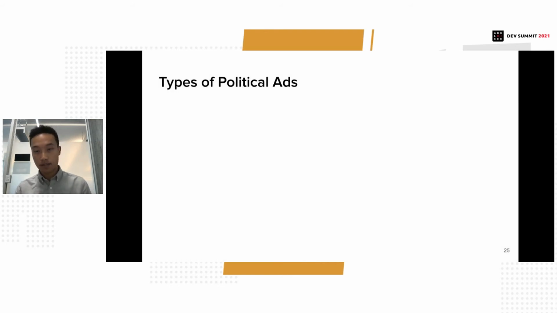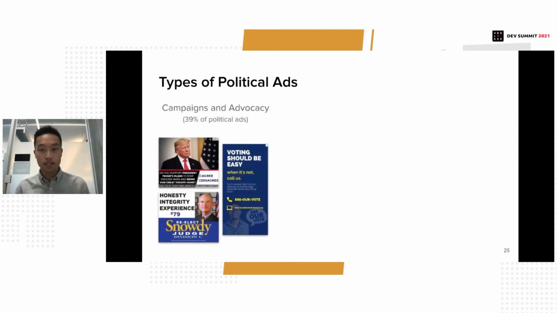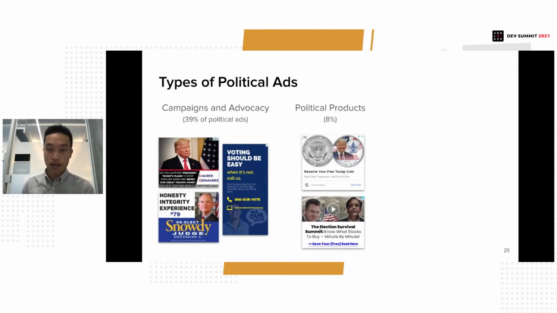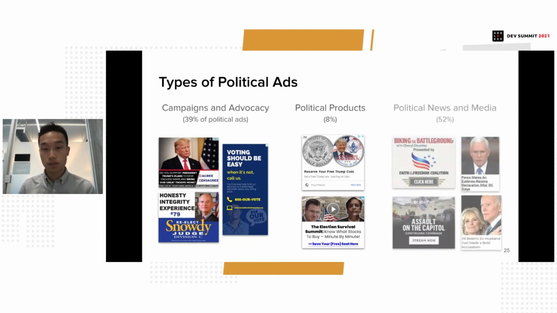In our qualitative analysis, we subdivided our political ads into 3 categories. So campaign and advocacy ads explicitly promoted a specific candidate, issue, or election. And this category of ads made up 39% of all of the political ads we collected. Political product ads are primarily intended to sell a product, but include political content as part of the ad and comprised 8% of our political ads. And political news and media ads promote content from news outlets, which comprise 52% of our political ads. And so these also include the native ads that we talked about previously, which are designed to imitate first-party news article links on the web page.